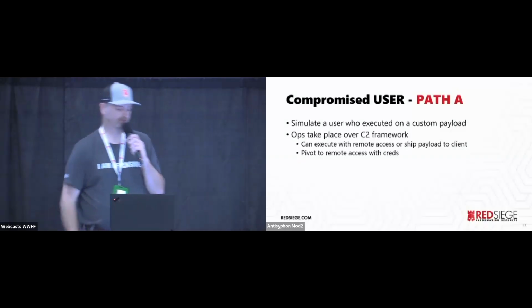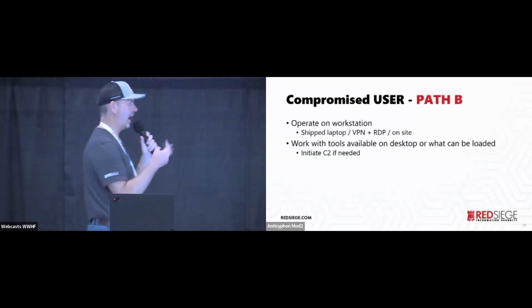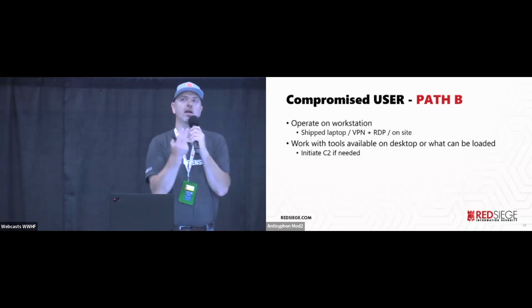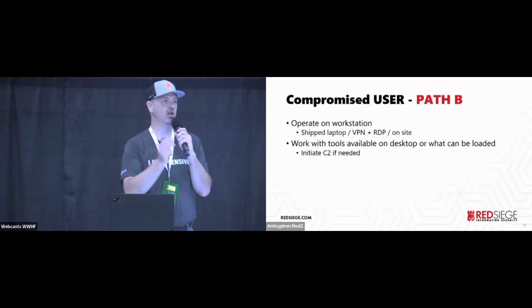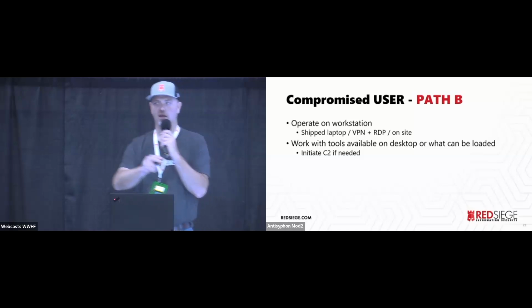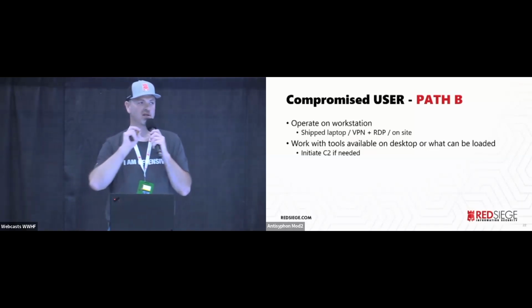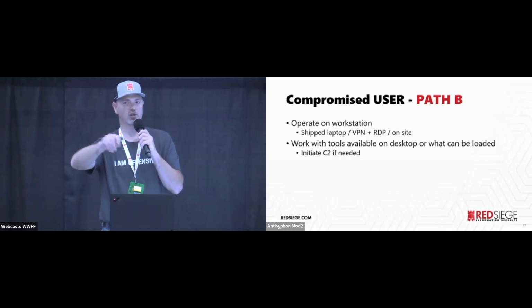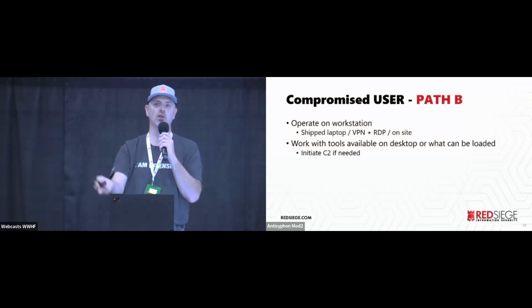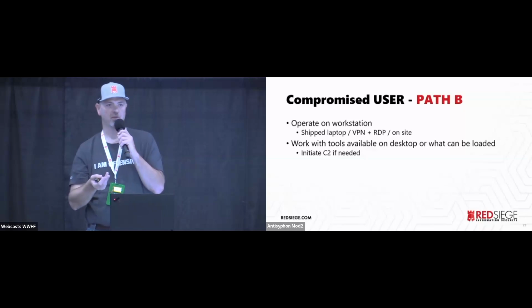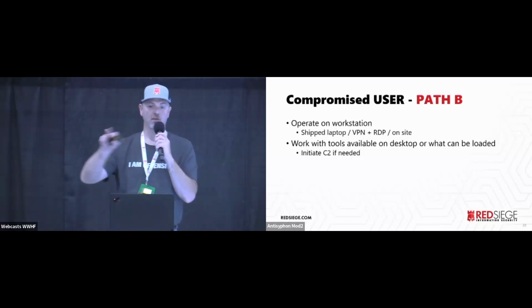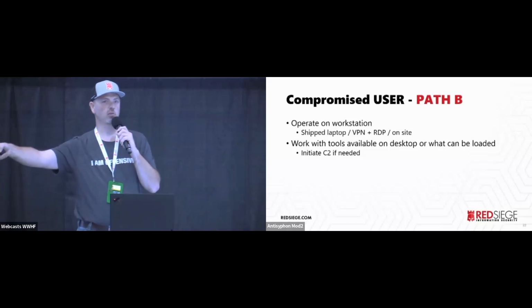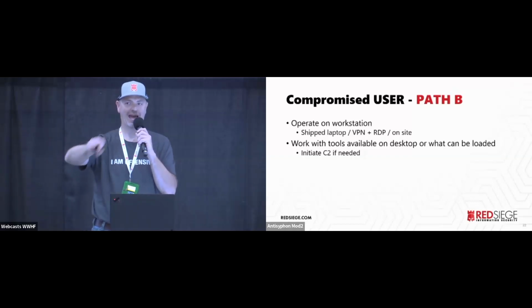So path B: what happens if a user gives up their credentials? We have a phish. Can we get remote access into the network using that laptop? Can we VPN in, and where can we go from there with the tools that are on the workstation? We're not going to try to do C2. Let's see how all the tools on the workstation can be abused by an attacker to execute code, get past EDR, whatever, and then maybe we start doing C2. But we focus more on what we can do with that asset and how we can abuse it.